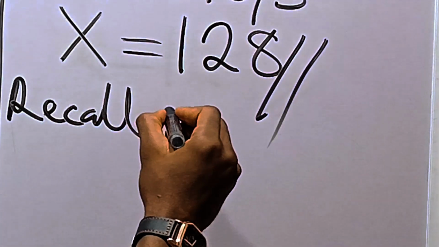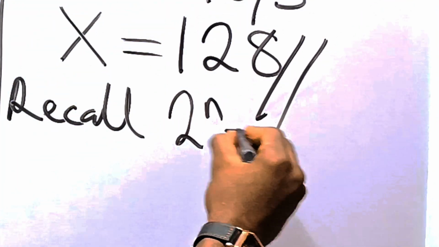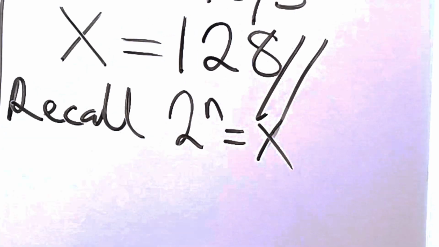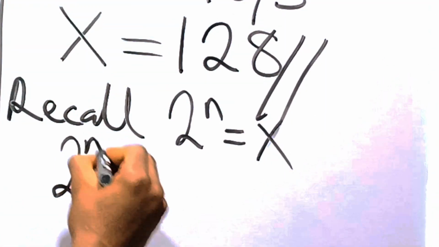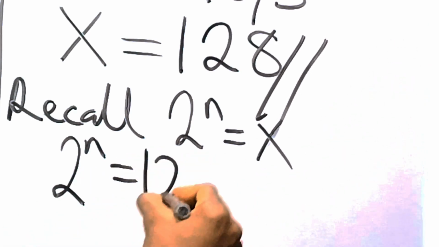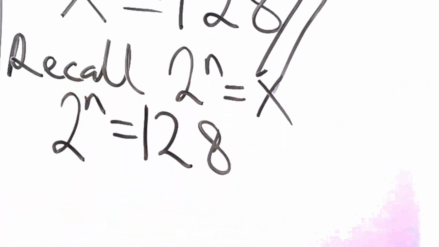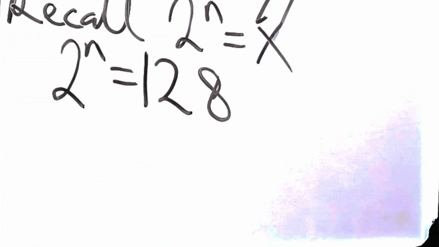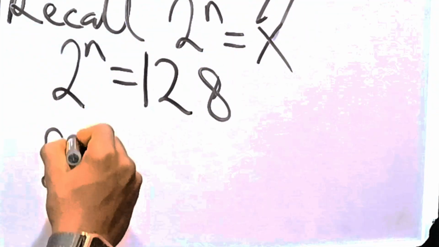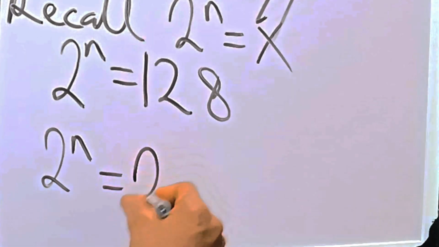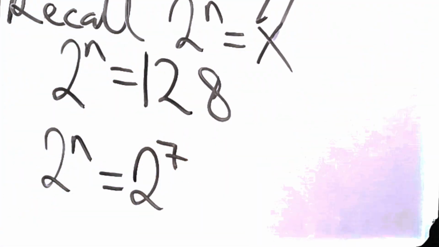Okay? Now, having that x is equal to 128, we recall that 2 raised to power n is equal to x. Now, our x is 128, so we have 2 raised to power n will now be equal to 128. Now, 128 is the same thing as 2 raised to power 7, alright? So we have that 2 raised to power n here is equal to 2 raised to power 7.